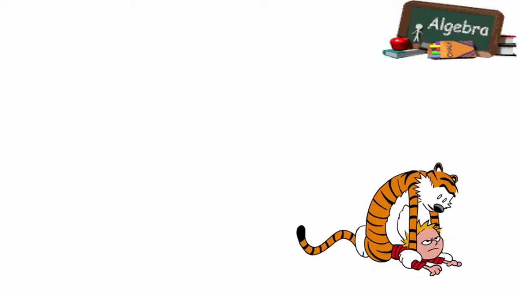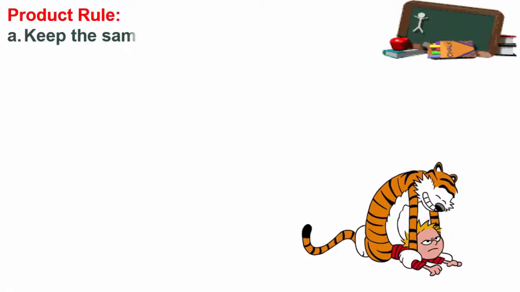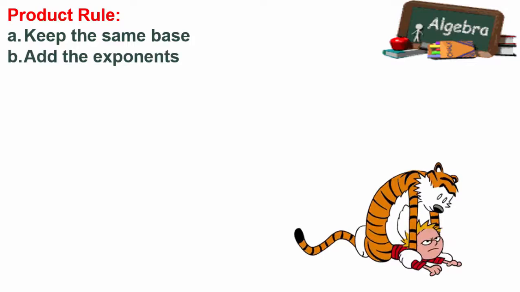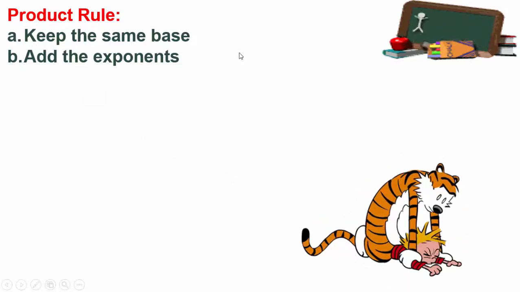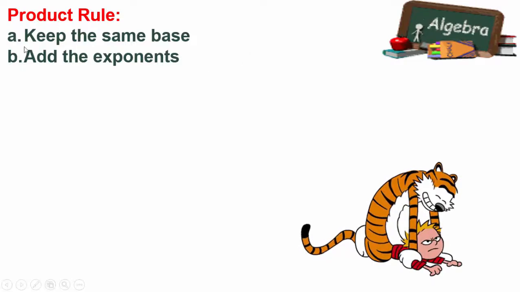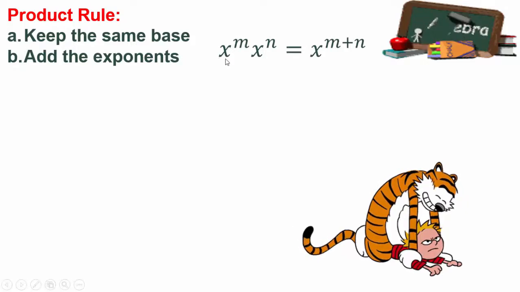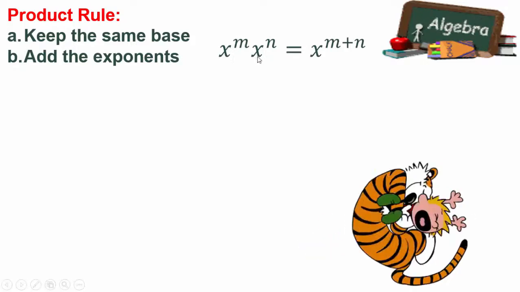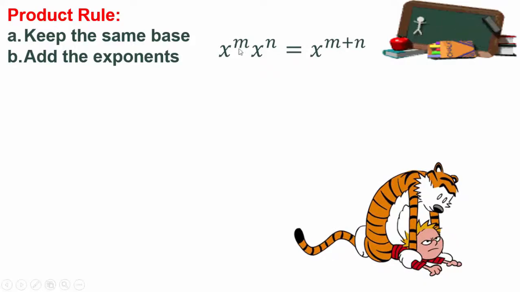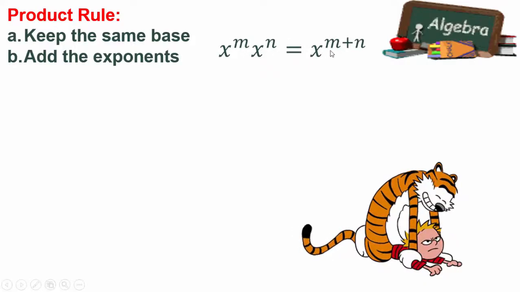So in our first example, what we looked at was a situation that used something called the product rule. In the product rule, we keep the same bases, and if the bases are the same, we add the exponents. Notice that this is the base where the x's are. These are called the bases. And if they are the same, we can add the exponents. So that's m plus n, where we get that from here.